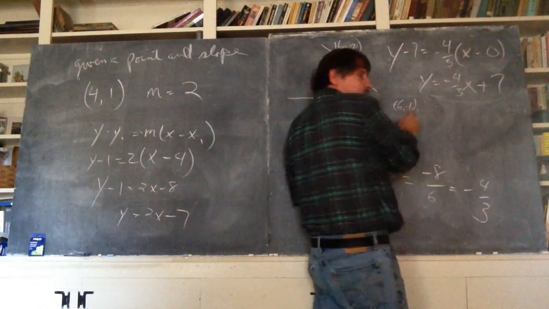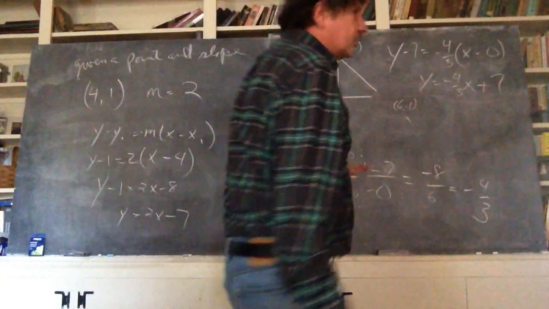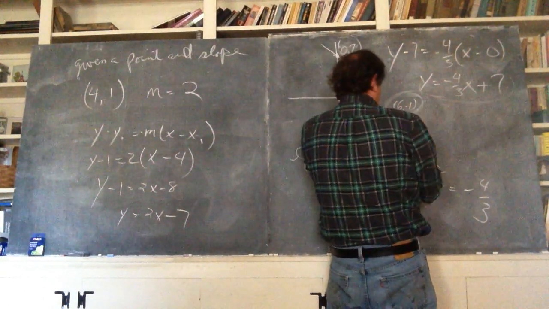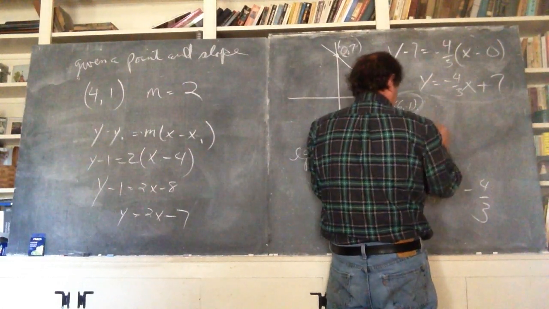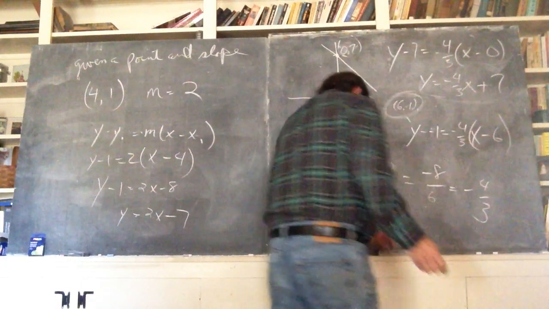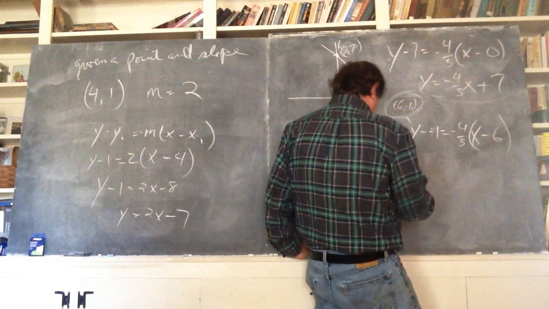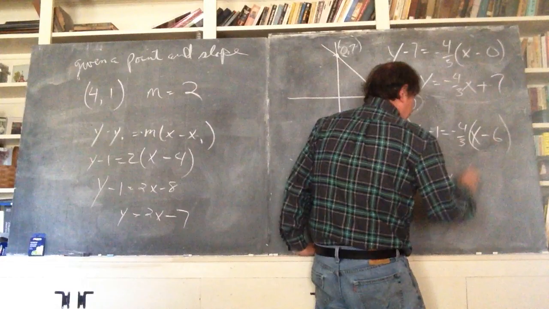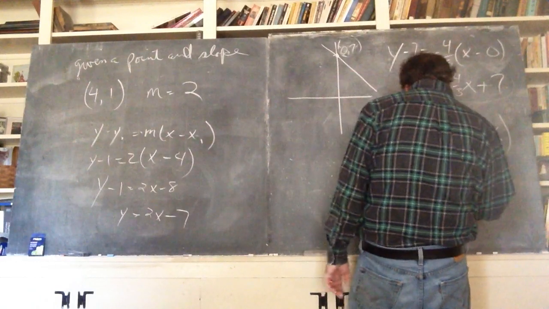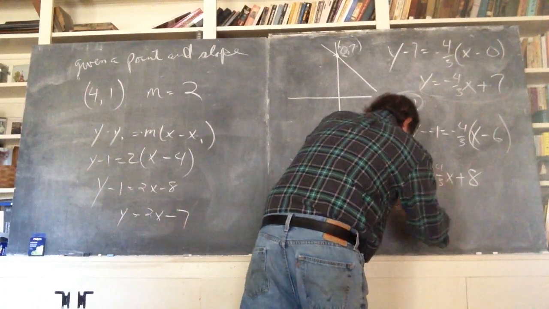(6, -1). I want to use this point. We're going to get to the same thing because when you have 2 points, it doesn't matter which one you choose to use in point-slope form, once you get the slope. So I'm going to use (6, -1). Y minus -1 equals -4/3 times x minus 6. Wow, now we have to multiply by a fraction. That's why we chose the one with 0, but hey, we can do it. Y plus 1 equals -4/3 x, -4/3 times 6 is -8, plus 8. And then subtract 1 from both sides. Y equals -4/3 x plus 7.